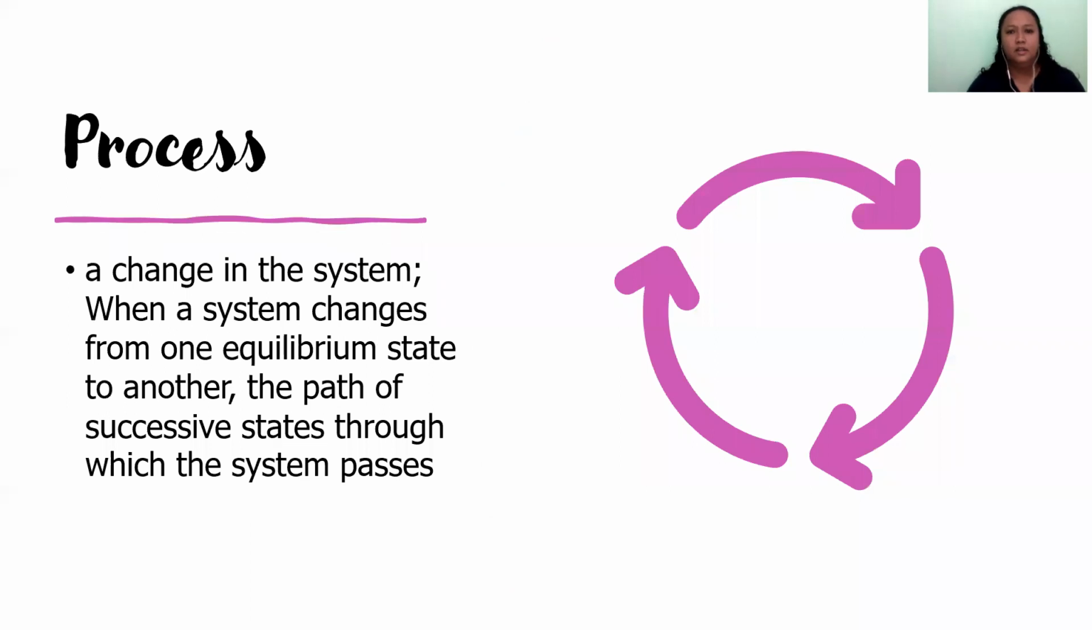Okay? Sabi nga, proseso yan. A change in the system, so nag-change siya. Process na yun, tawag doon. Okay? So, when the system changes from one equilibrium state to another, tawag doon process, the path of the successive states through which the system passes. Okay? Proseso yan, class. From one equilibrium state, halimbawa, thermal equilibrium, sunod, mechanical equilibrium. So, process na yun.